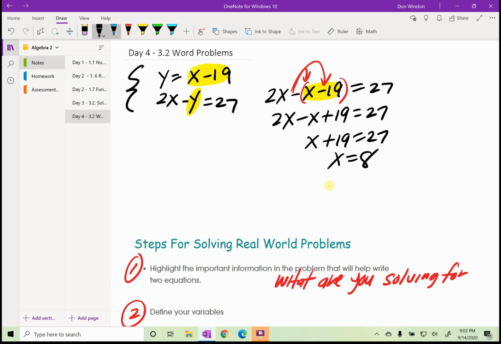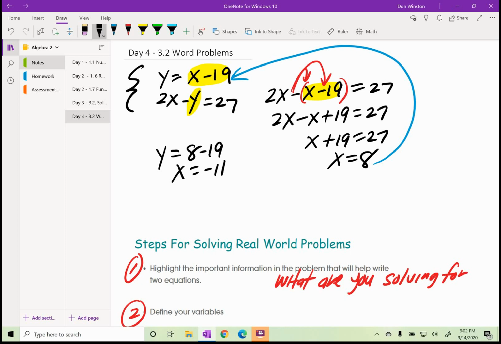And then we could take what we found for x and substitute it into the first equation to find y. So x is equal to 8. So 8 minus 19, y equals negative 11. So the solution, y is equal to negative 11, I'm sorry. So the solution is 8 and negative 11.